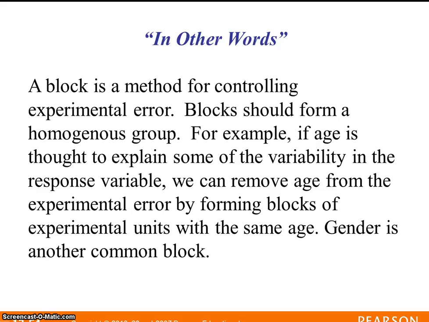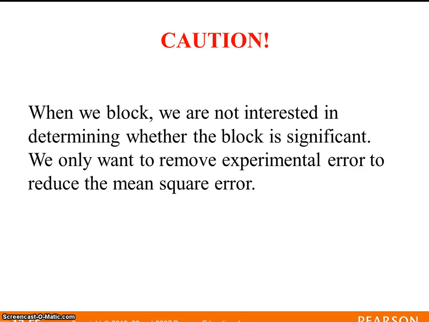So in other words, another way of saying the same thing is a block is a method for controlling experimental error, and blocks should form a homogeneous group. For example, if age is thought to explain some of the variability in the response variable, we can remove age from the experimental error by forming blocks of experimental units of the same age. So gender would be another common block, for example. Word of caution here. When we do use blocks, we're not interested in determining whether the block is significant. We only want to remove experimental error to reduce the mean square error.